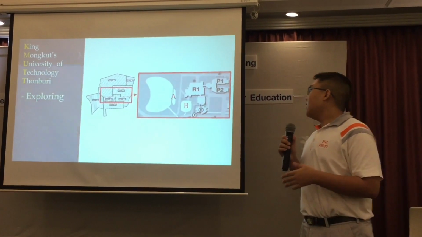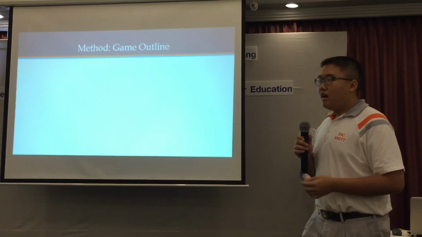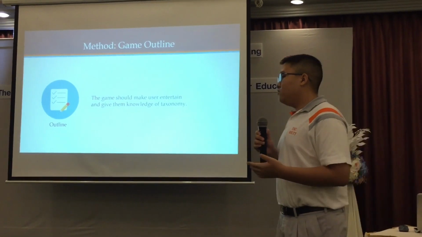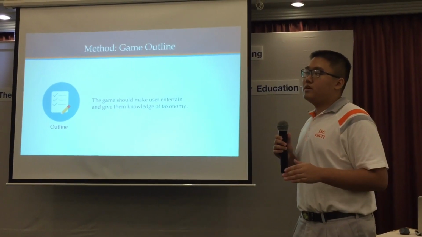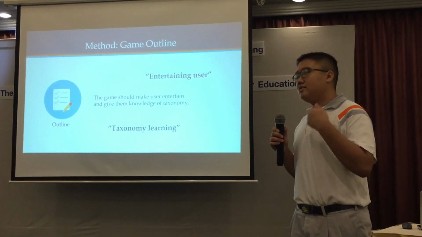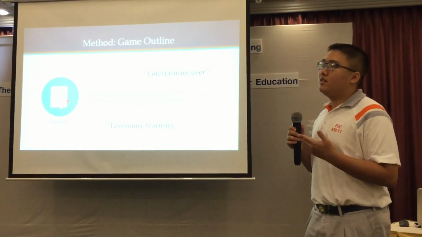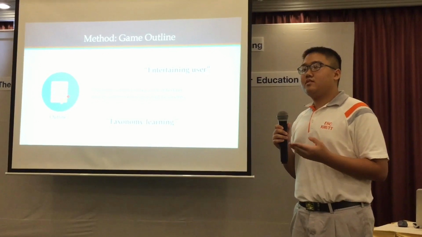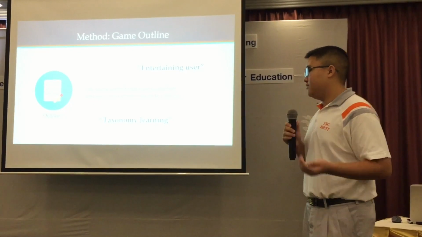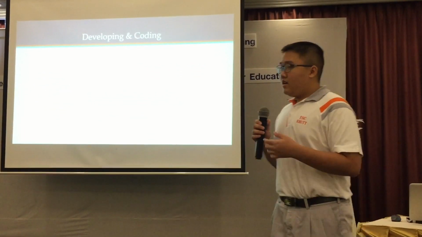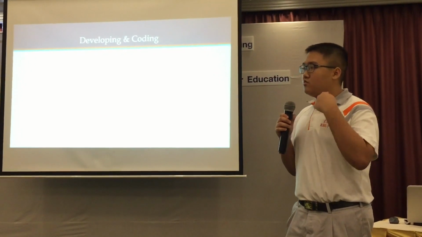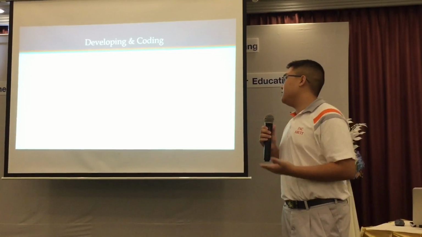And next is how we developed our game outline. Our game is an RPG where players assume the role of a character. So we needed to create a story to make users interested, and create content and missions that can entertain our users and also give them knowledge covering the 3 main components of taxonomy: classification, identification, and nomenclature. Next, the components we got from exploration and our game outline were used to create the game and develop it with the program Unity.